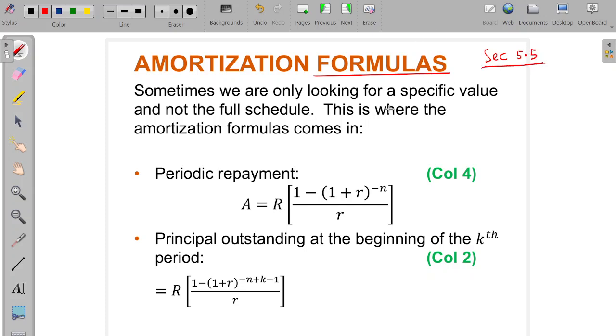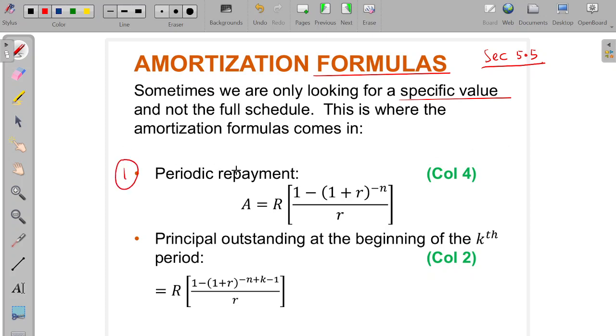Sometimes we are looking for specific values in the amortization schedule, and not the full schedule, so there's a need to use some formulas. These formulas come in handy in such situations. Also, there are some amortization schedules that we cannot write out on paper because they have a lot of periods. Because of that, we can just quickly use the formula to calculate it.